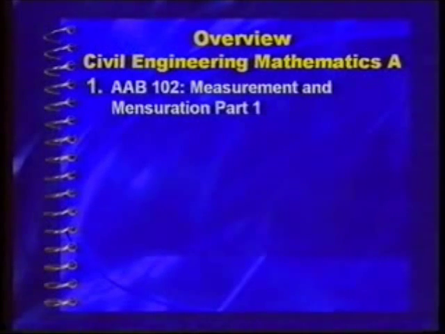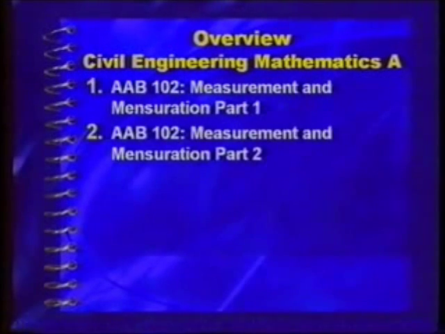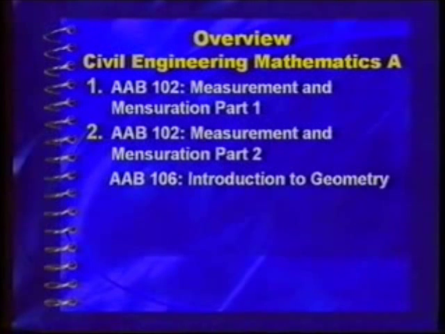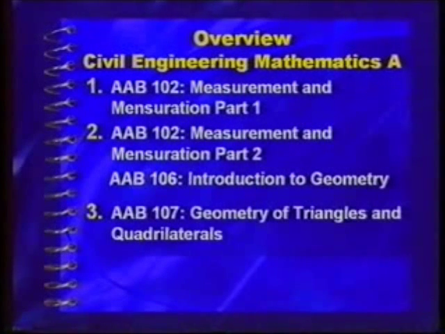Before we finish, let's recap what we've covered in this subject. In program 1 we covered measurement and mensuration, and by the way, you see these numbers AAB, they refer to nationally recognized mathematics modules. In the second program we continued with measurement and mensuration. We looked at volumes, you may recall, and we made a start with the introduction to geometry. Simple things like what type of angle is an acute angle, a lot of definitions.